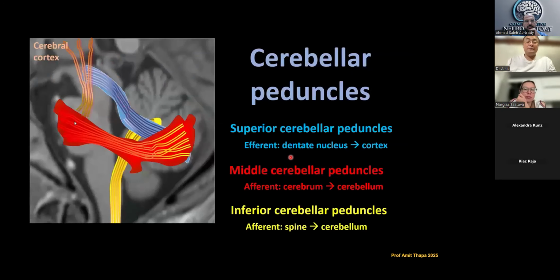Now, we talk about the cerebellar peduncles because this is the most important communication between the brainstem and the cerebellum. There are basically three cerebellar peduncles: the superior cerebellar peduncle, which is basically an efferent output from the dentate nucleus to the cortex. The middle cerebellar peduncle is basically an afferent pathway from the cerebrum through the pons into the cerebellum, and the inferior cerebellar peduncle is an afferent pathway from the spinal cord through the medulla oblongata into the cerebellum.